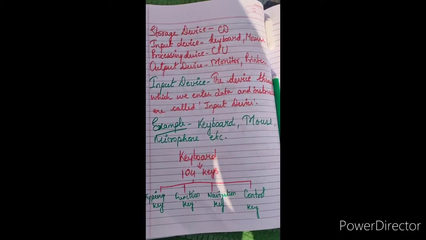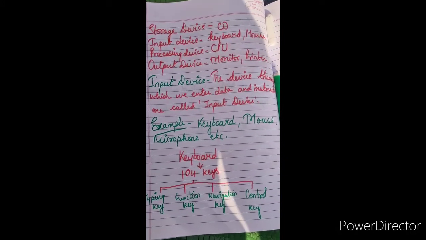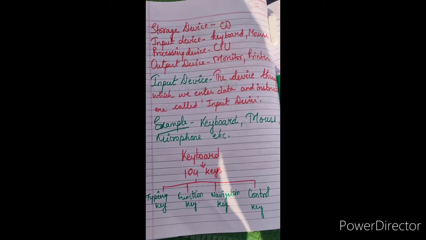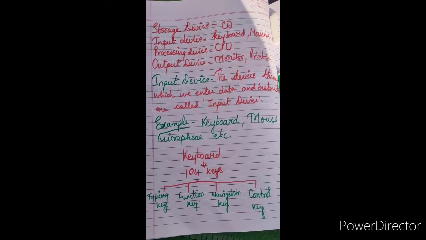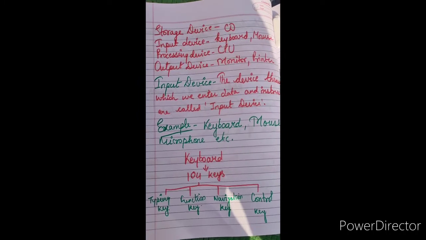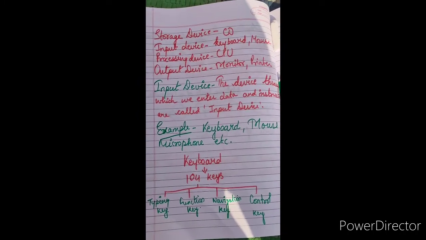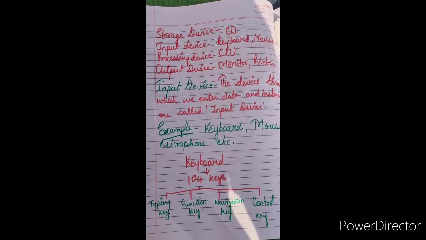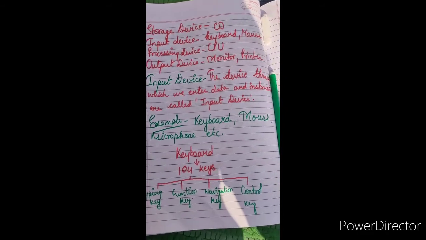And a mouse is a handheld pointing device with 2 buttons on its top. It is used to control the movement of the pointer, to select an object and open folders. And a mouse is also used to draw pictures.